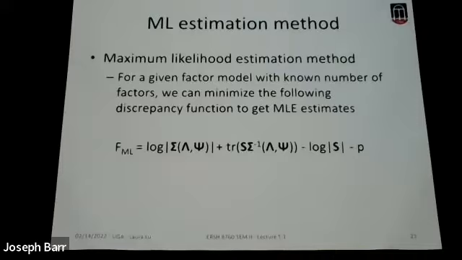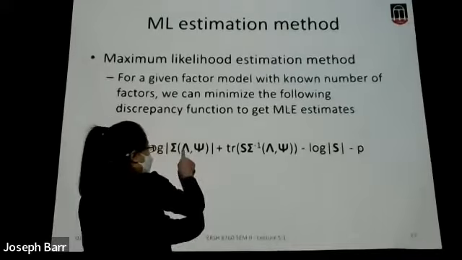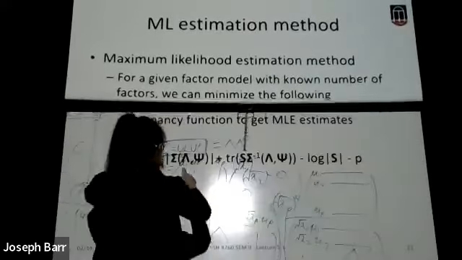Okay. So we're gonna use the discrepancy function of FML again. We remember this function. So we have the discrepancy function of maximum likelihood. It's a log of the model-based covariance matrix. Here the model-based covariance matrix is based on the factor model. So do you remember the formula here?